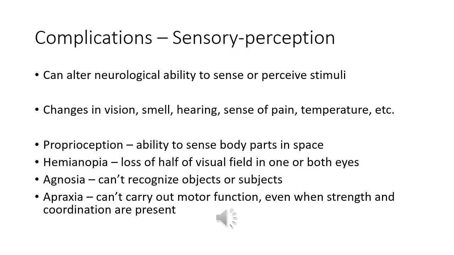Hemianopia is a change where one half of the visual field in one or both eyes is lost. This should be clarified: it doesn't mean that you lose sight in the right eye. What this means is that the right side of your visual field in one or both eyes would be taken away. So you could have a loss of the right side of your vision in your right and left eye.